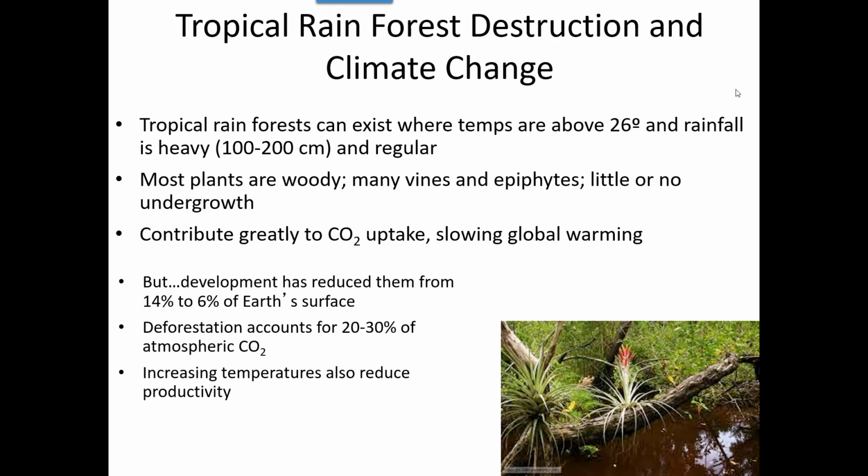All that carbon dioxide that is getting generated from us from burning of fossil fuels, these plants take it up and then they provide us oxygen. However, the big but here, development has reduced our tropical rainforest from 14% to 6% of the Earth's surface. So we have more than gotten rid of half of the Earth's rainforest. Deforestation accounts for 20 to 30% of all the carbon dioxide we currently have in our atmosphere, meaning we should have 20 to 30% less carbon dioxide in our atmosphere right now if we didn't do deforestation.